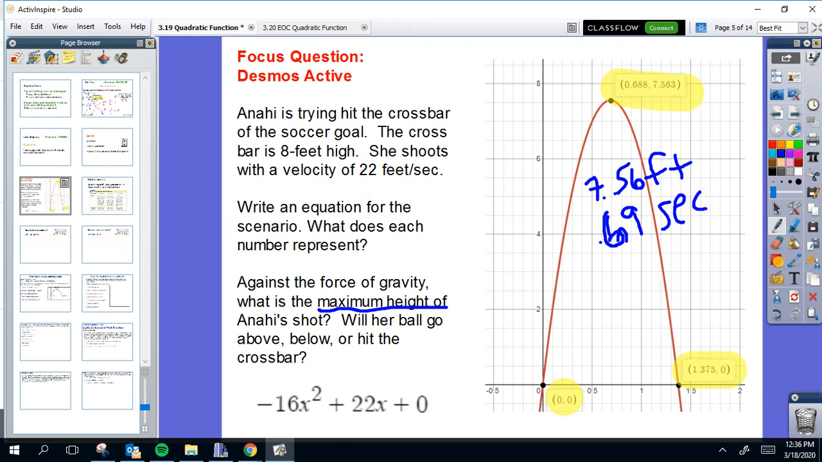And then will her ball go above, below, or hit the crossbar? Because it's at this height and this is the height of the crossbar, it will go below.